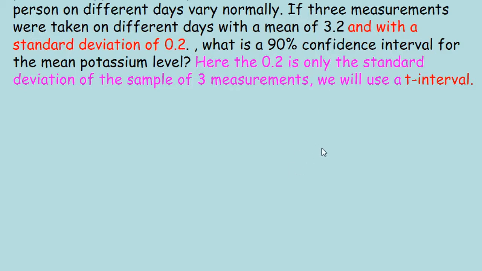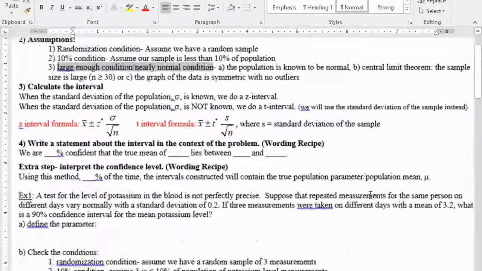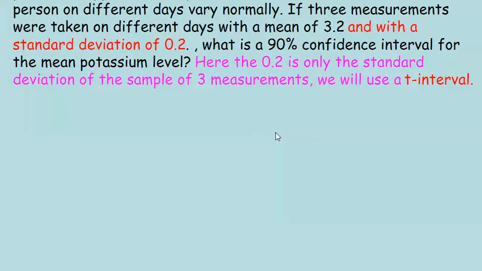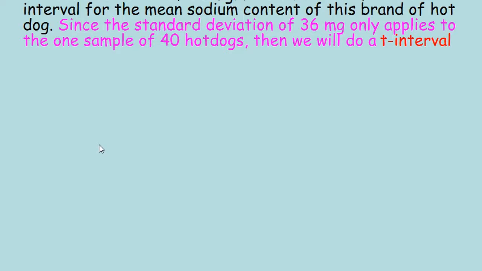So you're going to have to read the scenario, read the wording, and determine where that standard deviation is given. Remember that this 0.2 was originally given at the very beginning for the entire population that was normally distributed. Here I changed the order. I put it as the 0.2 is the standard deviation of just the 3 measurements. It's okay. We're going to have to practice determining between a Z and a T. Now let's try number 2.